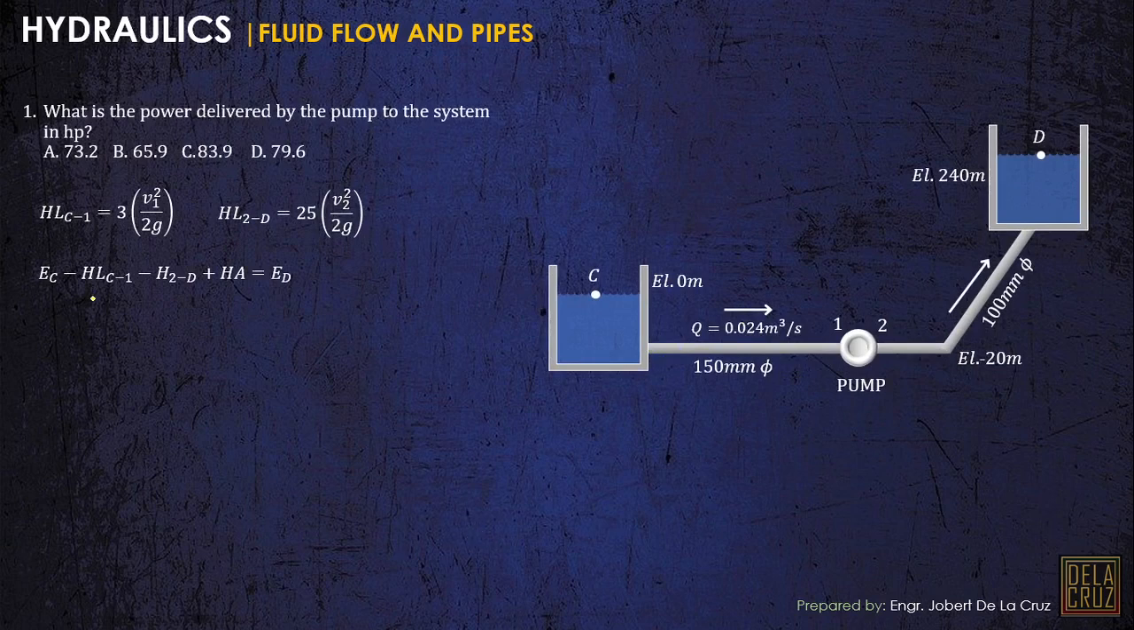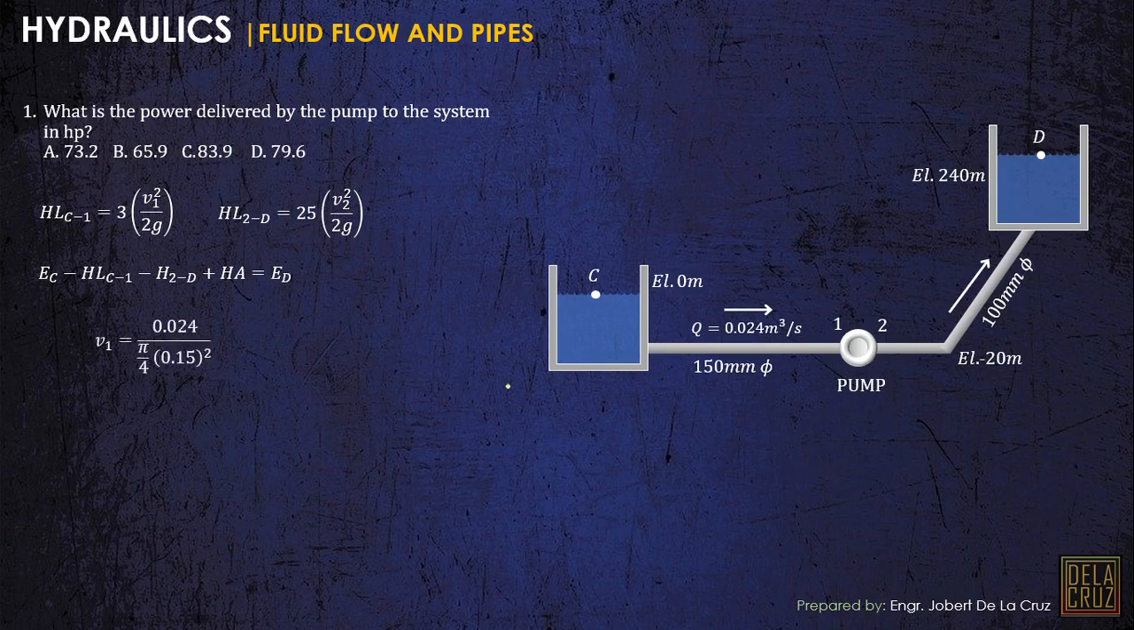So again, our main equation here is the energy at C minus the head loss from C to 1 minus the head loss from 2 to D. So, dalawang head loss tayo. Of course, may pump in between point C and point D, plus head added of the pump is equivalent to energy at D.